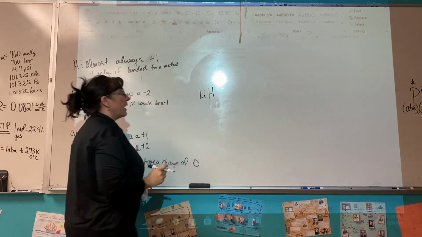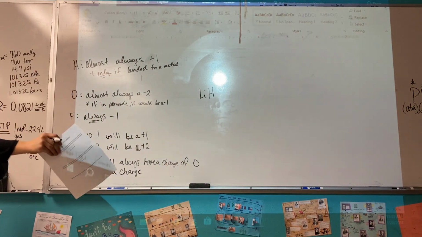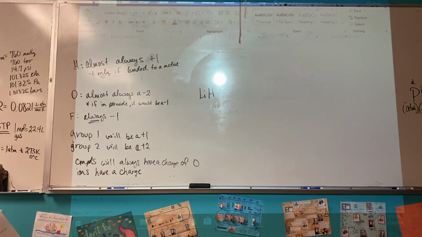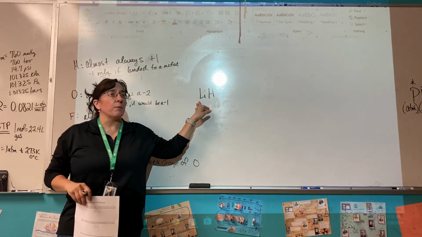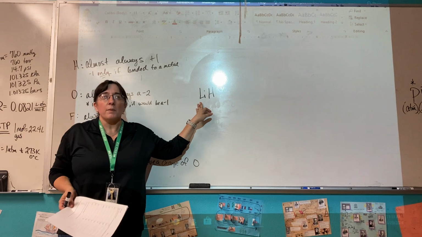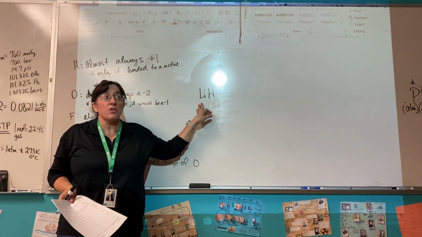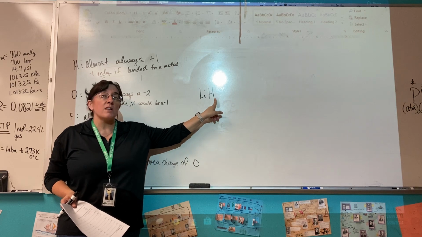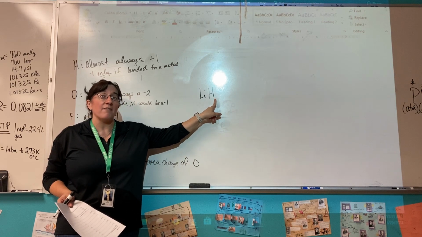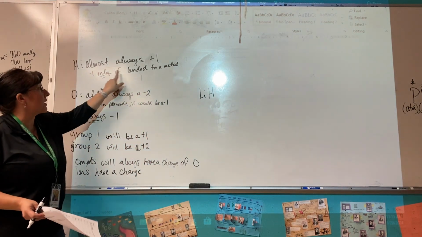LiH. All right. Here, I've got hydrogen bonded to a metal. And so, guys, think about the charges that metals have. Metals are on the left-hand side of the periodic table. So what kind of charges do they have? Positive. So in this case, hydrogen would not be positive. In this case, hydrogen is going to have a negative charge because it's bonded to a metal.